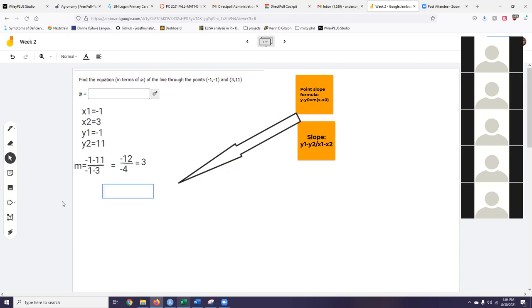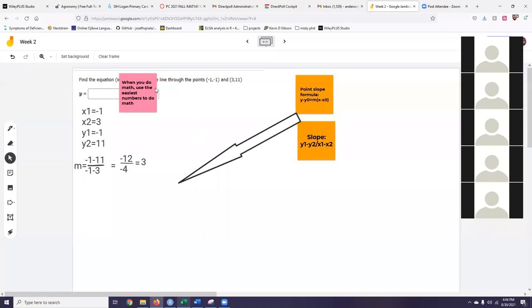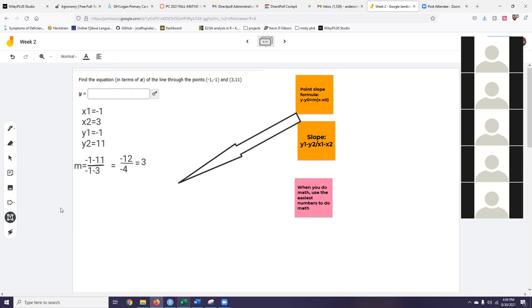In general, when you do math, use the easiest numbers. What I mean by this is we have two points on the line given to us as -1, -1, and 3, 11. The -1, -1 is going to be easier to work with than 3, 11. So choose the easier one for you. So we have y minus -1 is equal to the slope, which is m, which is 3, times x minus that -1.